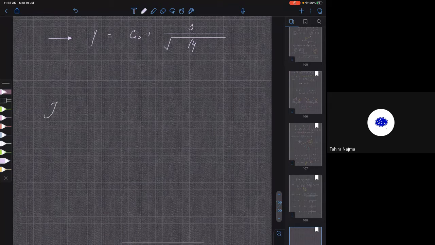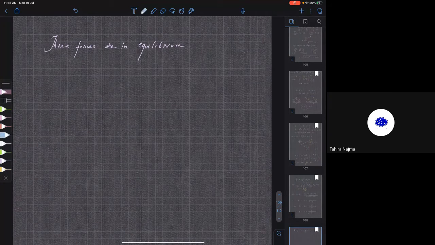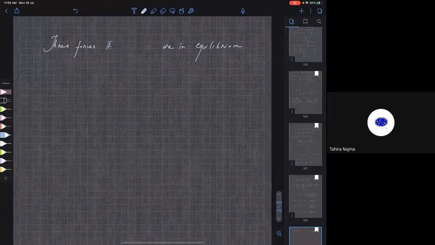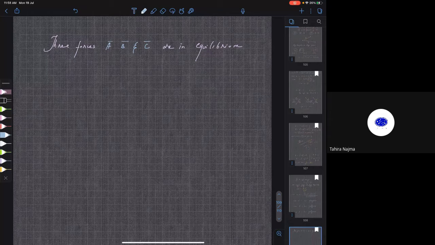Three forces are in equilibrium. So the three forces are A bar, B bar and C bar. A bar equals 2i cap minus j cap plus 4k cap. B bar equals i cap plus 5j cap minus 7k cap. What will C bar be equal to? Tell me.